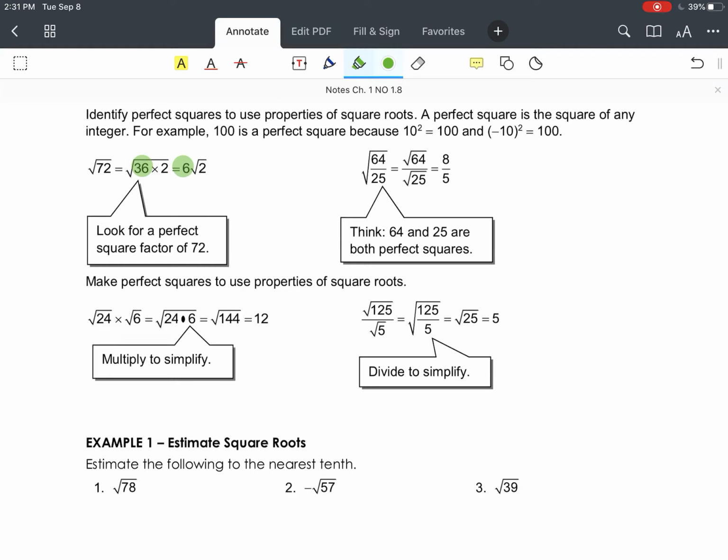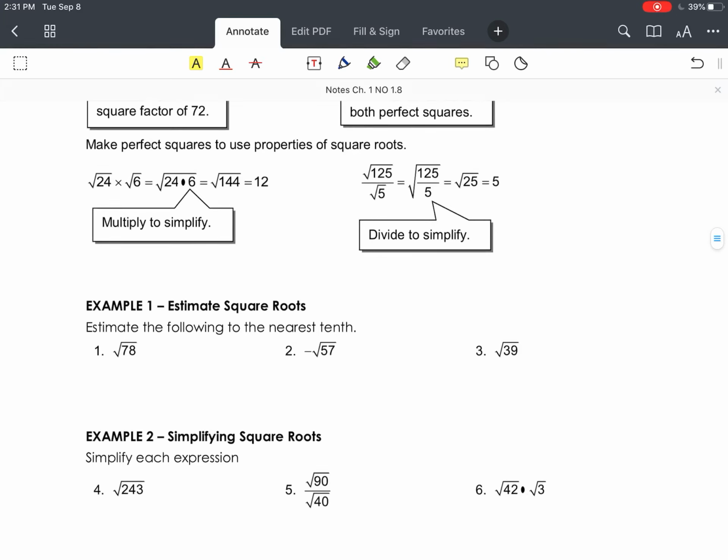For a fraction, the square root of 64 over 25, well, I look here and I say, well, I know the square root of 64 is a perfect square and 25 is a perfect square. So instead, I'm going to separate them into 2 separate fractions, 2 separate numerator and denominator square roots. And I can take the square root of both individually to get my fractional answer.